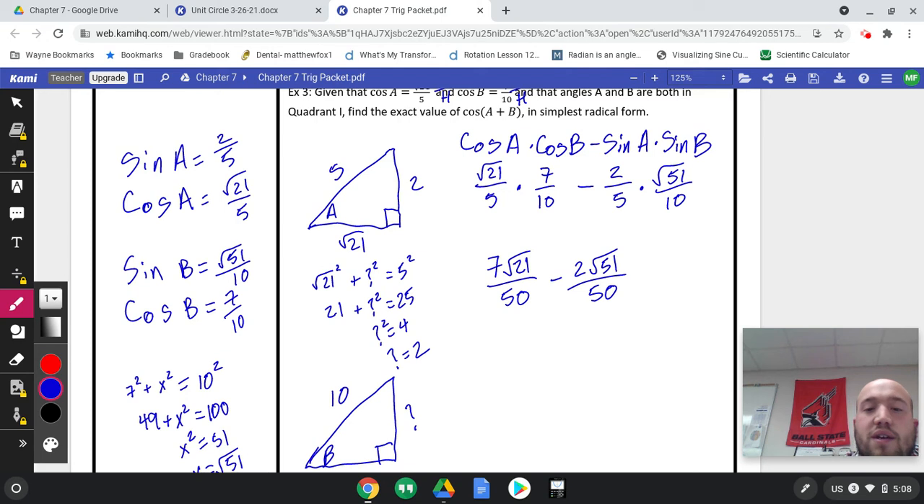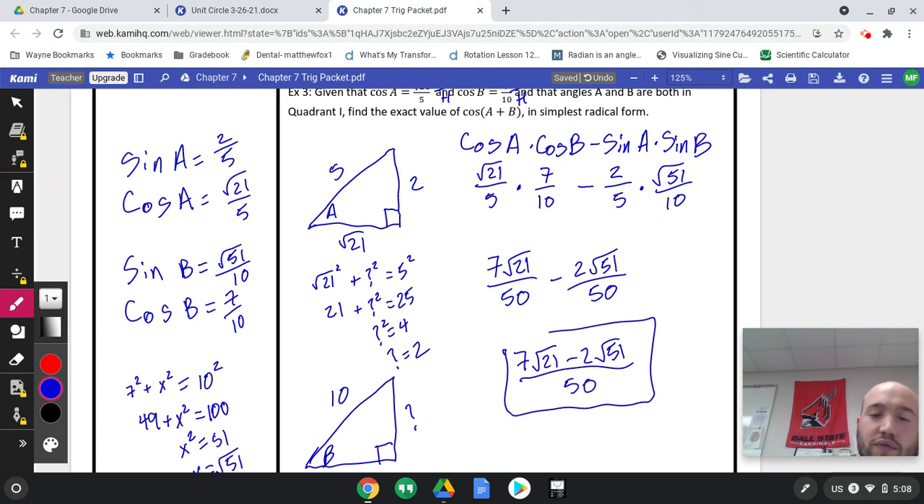They have the same denominator, so we can actually just combine those into one. Numerator on top, all over 50. And 7 and 2, well, 2 does go into 50, but doesn't go into 7, so we can't do anything to reduce. And both 21 and 51 will not reduce any further. So we are done. Okay.